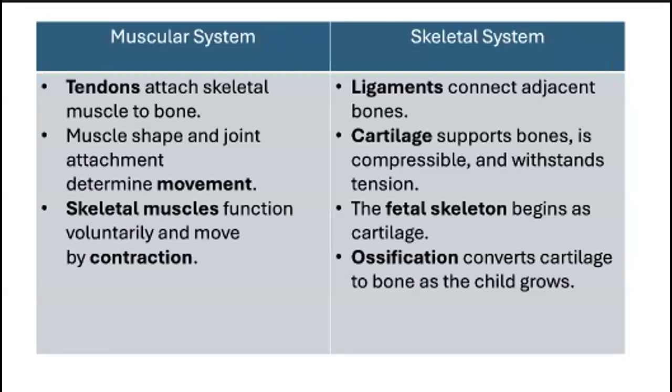Skeletal system: ligaments connect adjacent bones. There's cartilage, which supports the bones. It's compressible and resistant to tension. The fetal skeleton forms initially from cartilage, and then ossification, the process by which cartilage is converted to bone, occurs progressively as the child grows.